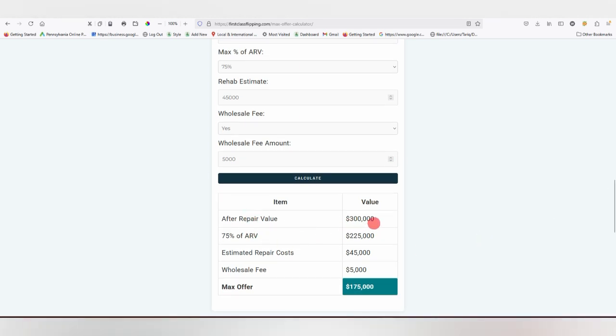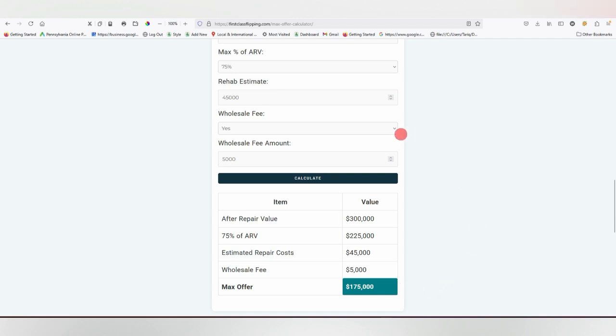Okay, your ARV, or your after repaired value, was 300,000. 75% of your ARV was 225,000. You had an estimated repair cost of 45,000, and you subtract your $5,000 wholesale fee. It's saying your maximum offer should be around 175,000. Again, you have some wiggle room to play around with the numbers. It's not written in stone, and again, it's market specific, whatever works in your market.